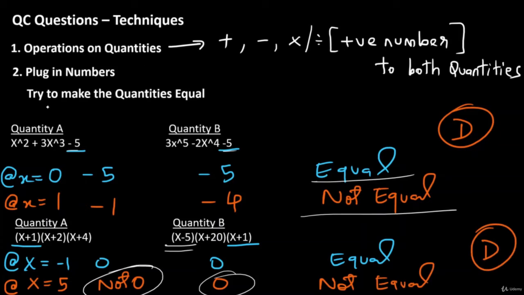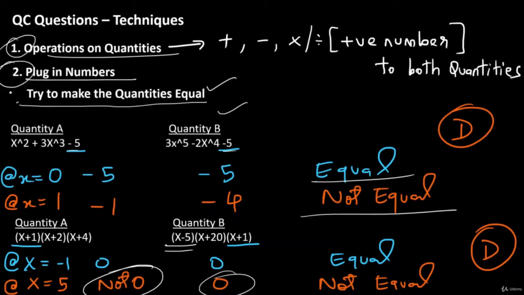So this is a very interesting approach. When you plug in numbers, try whether you can make the two quantities equal. And if you can do that, then try another combination and see whether they are still equal or not. Alright, now we have discussed two methods. One is performing operations on the quantities, and the second method that we discussed is plugging in numbers.